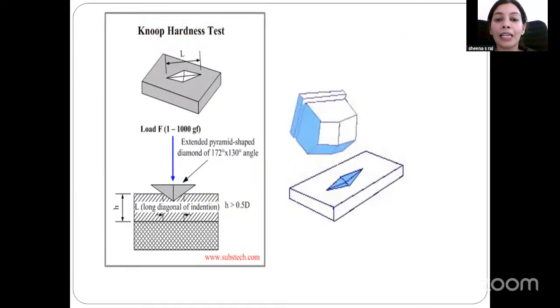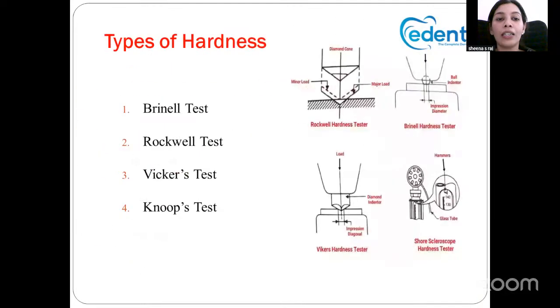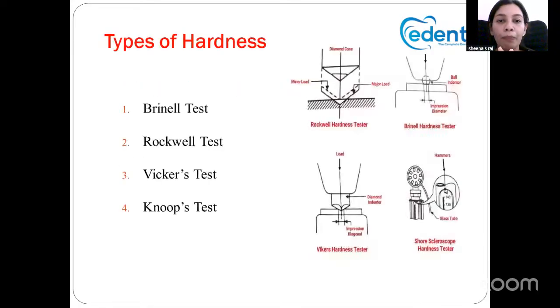You can see in this image, it is having a pyramid shape, right? So let us go to the first question that we have discussed. What is the shape of the Knoop hardness test indenter? Now we know it is always a pyramid or a rhomboid shape. It is not a square shape, it is not an oval shape, it is not a rectangle shape. So please keep these important points in your mind.